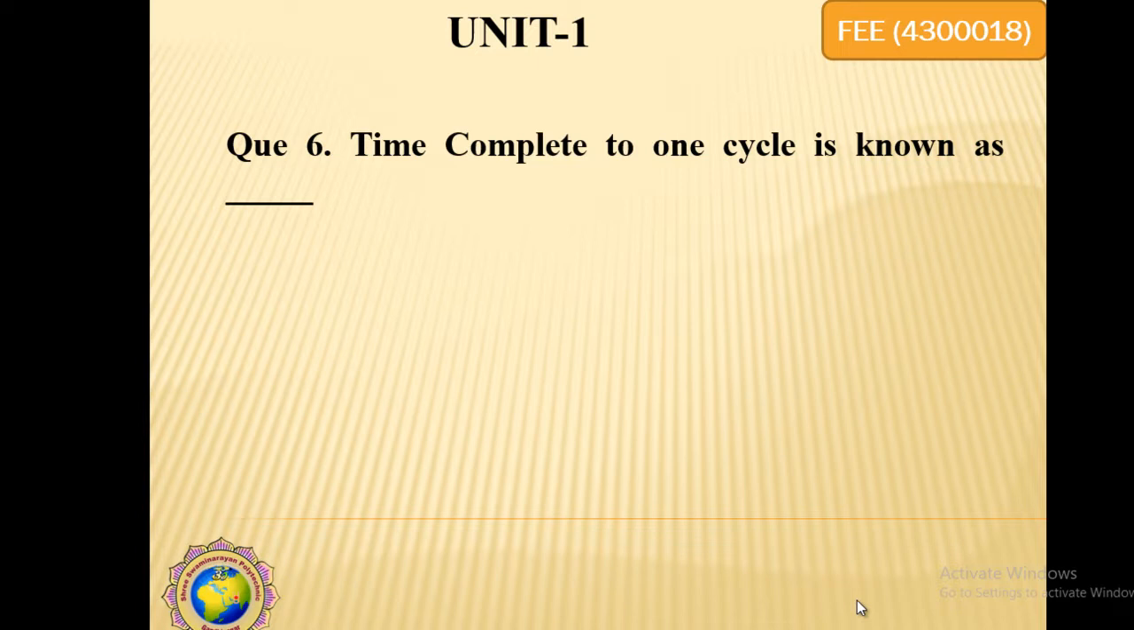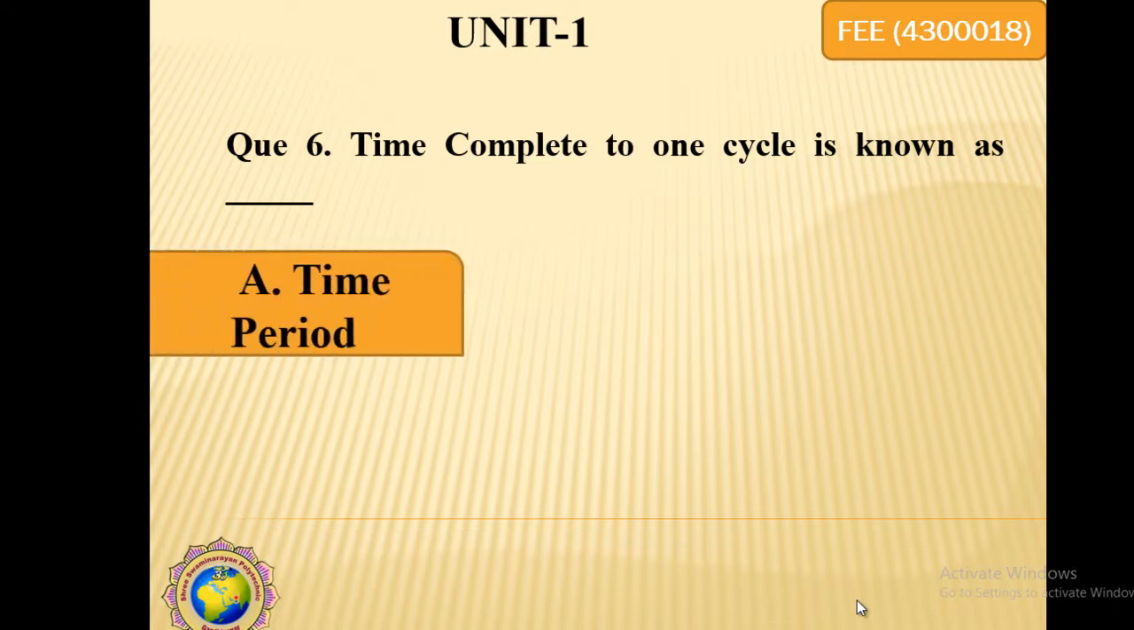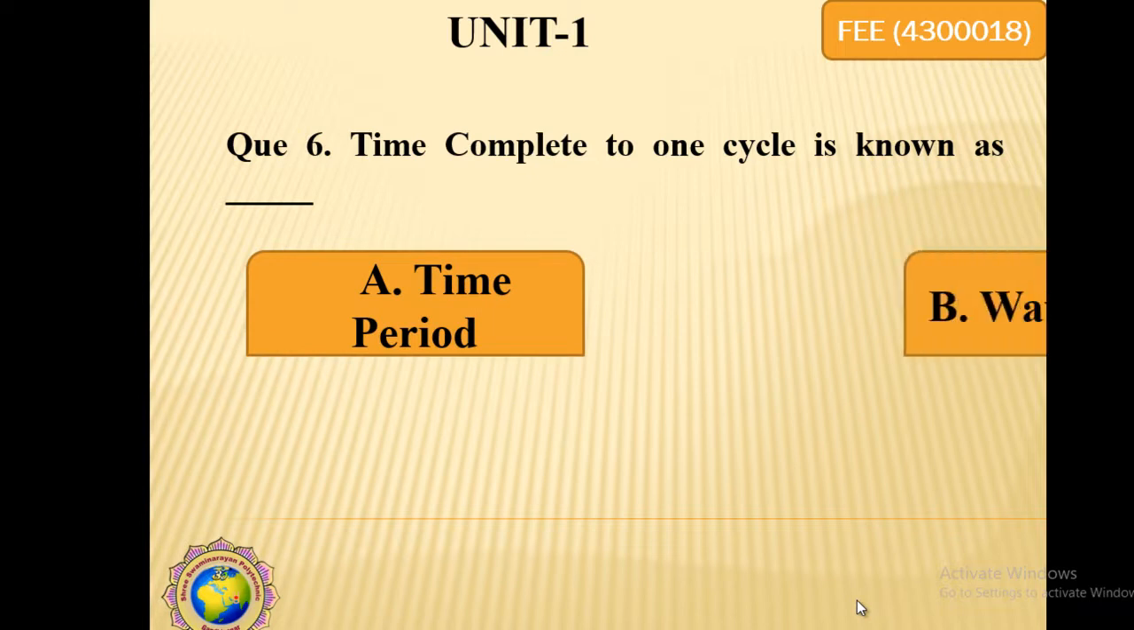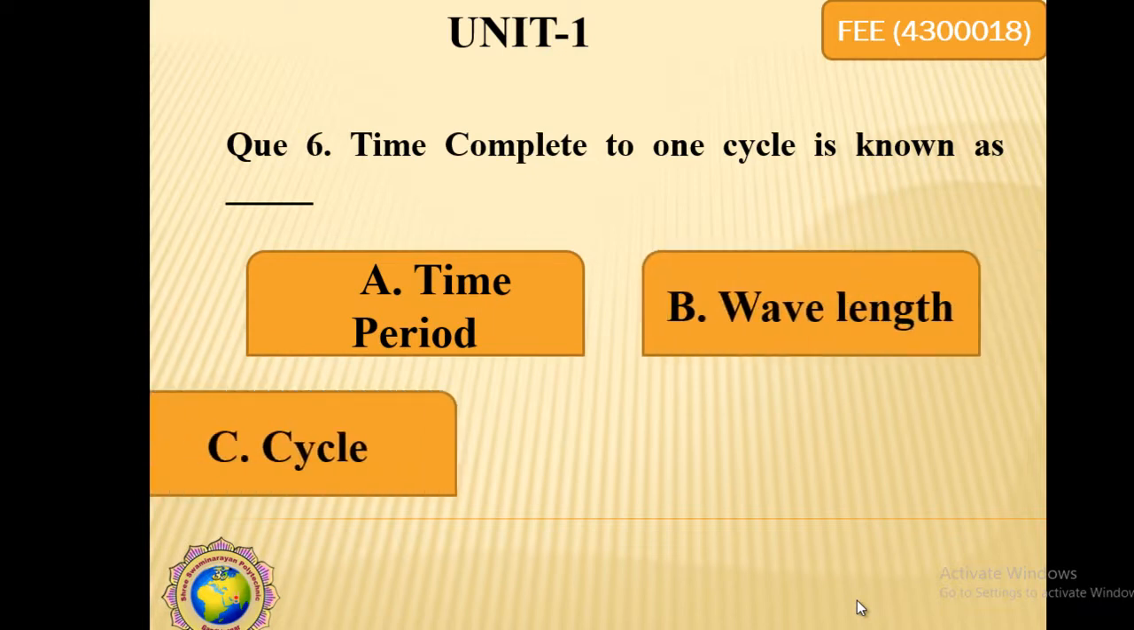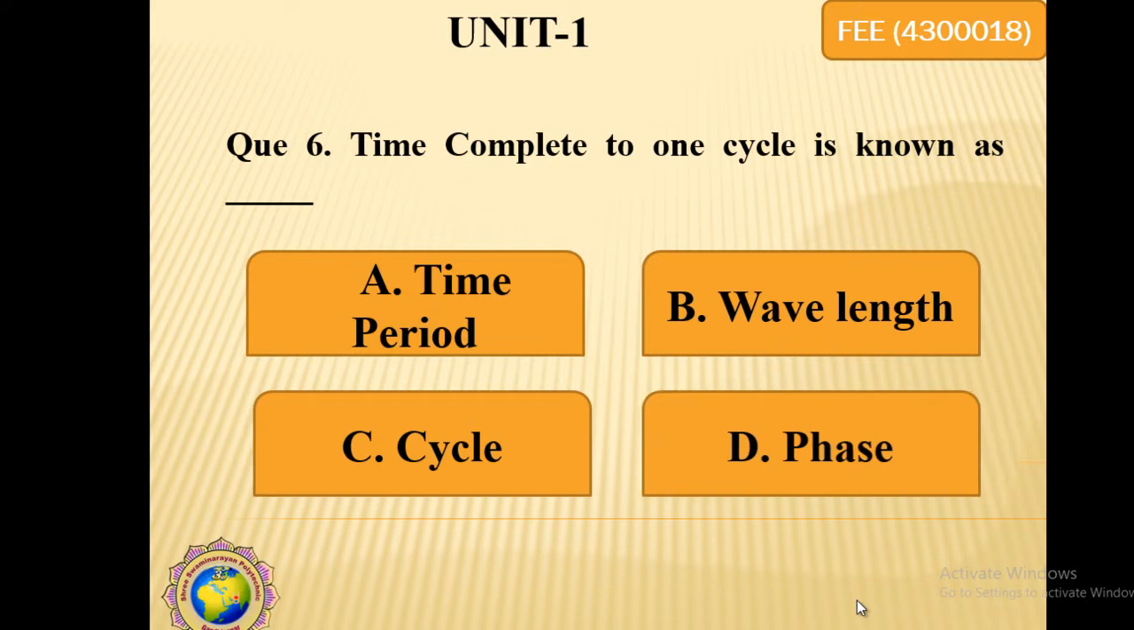What is the time taken to complete one cycle called? A. Time period, B. Wavelength, C. Cycle and D. Phase. Again, A. Time period, B. Wavelength, C. Cycle and D. Phase. Question number 6. Time complete to one cycle is known as. A. Time period, B. Wavelength, C. Cycle and D. Phase. Kindly note down the answer.